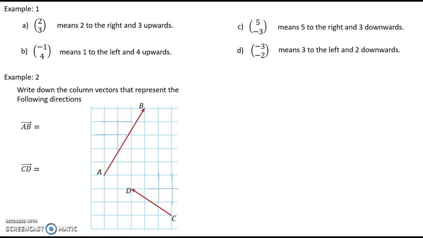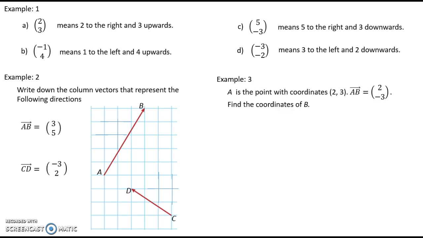We need to write the column vectors that represent the following directions from A to B. This means starting from A going to B, you have moved 1, 2, 3 to the right and 1, 2, 3, 4, 5 upwards, therefore the column vector will be (3, 5), and C to D it's (-3, 2).